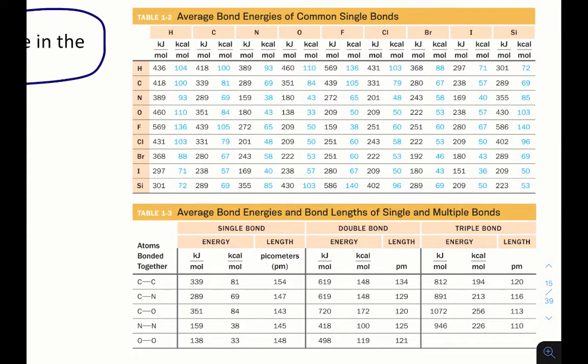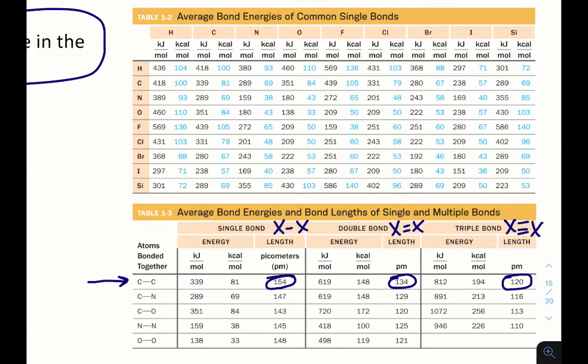Consider the data in table 1-3. We have data for single bonds, double bonds, and triple bonds between atoms. We'll begin with the carbon-carbon data. So we see the single bond has that characteristic bond length of 154. Double bond getting a little bit shorter, 134 picometers. Triple bond even shorter, 120. As the bond length is decreasing, the bond strength is increasing.